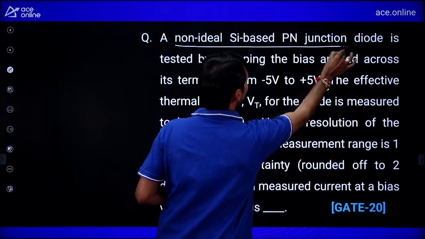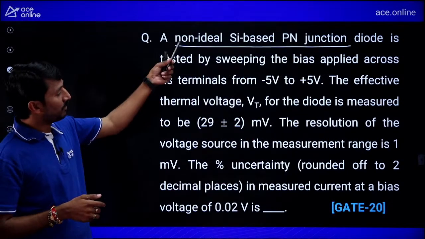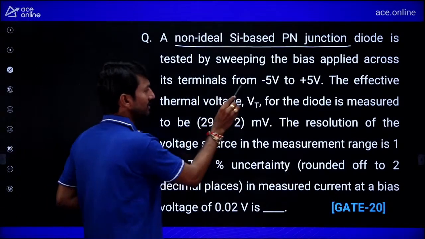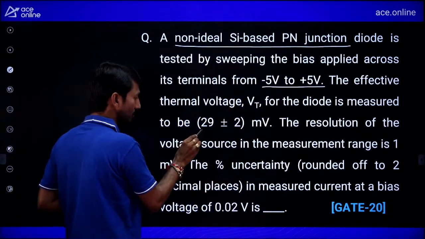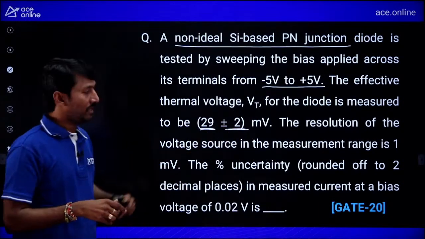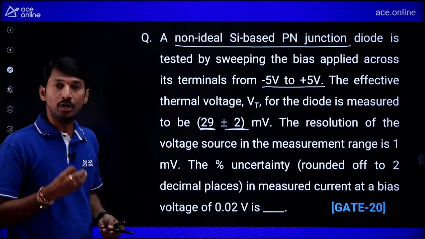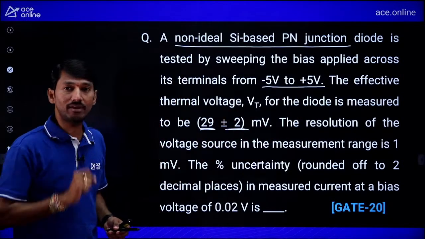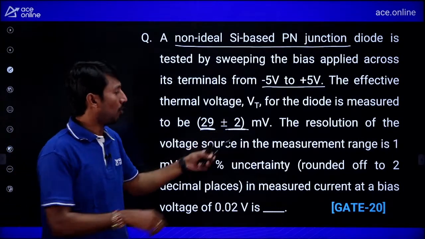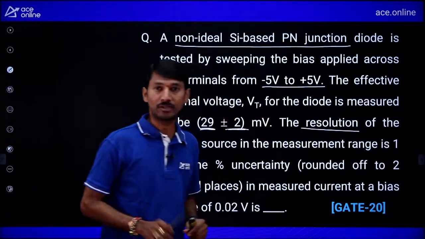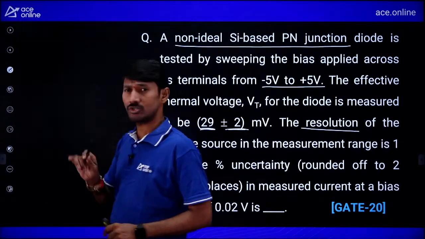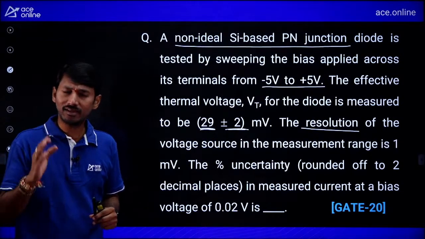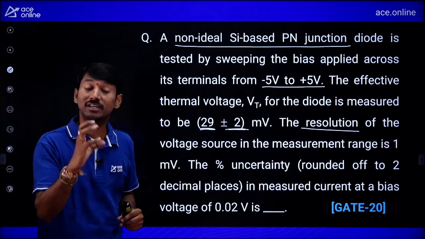Sir, this is a question on a non-ideal silicon-based PN junction diode. This is a GATE paper question. In this PN junction diode question, he has given some range, value and error, etc. In order to answer this question, you need the basics of two subjects, that is the diode equation and then the measurement procedure: how do we find the resolution? So this is purely a measurement question, but related to another topic. Like that, in so many cases, the measurement subject plays a role.